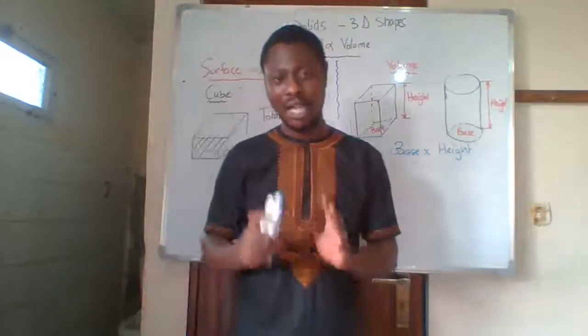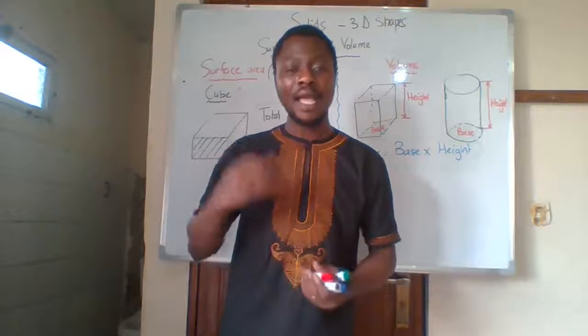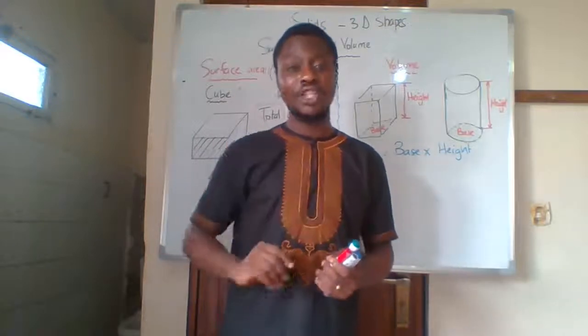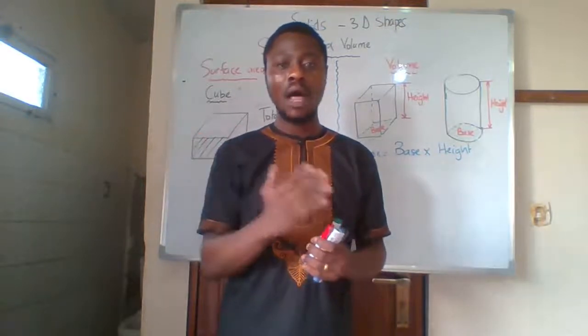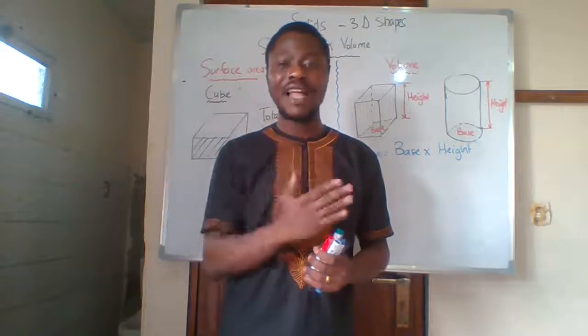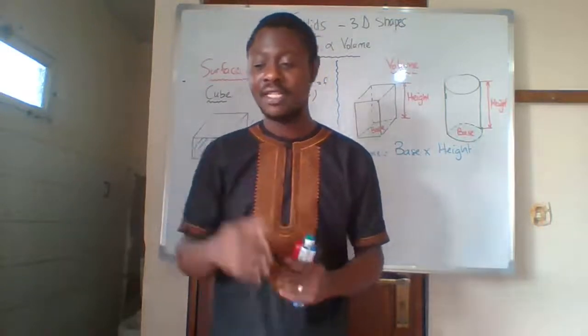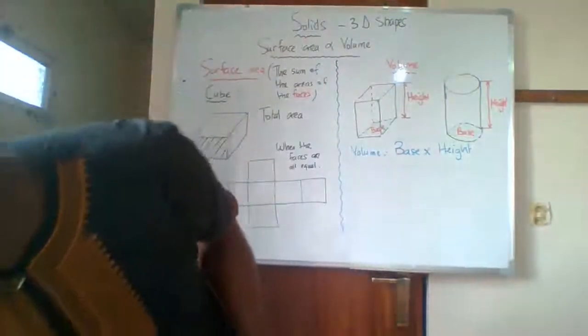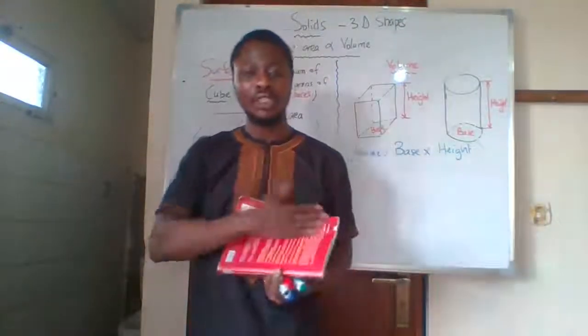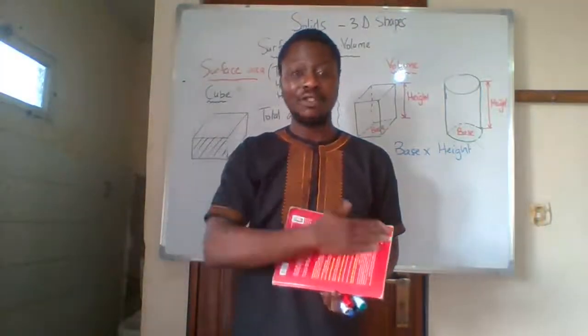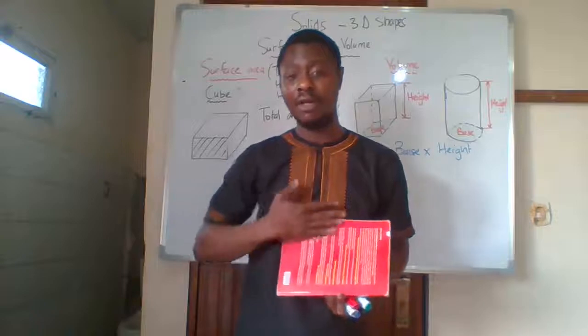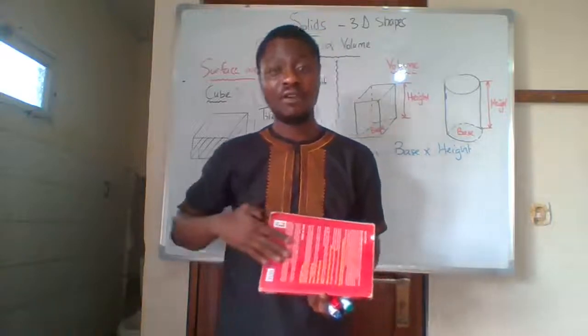So for the surface area, it makes you think about area, and the area of a shape is how big the flat surface of that shape is. I'll give you an example. The area of this book is how big this flat surface is. That's the area of the cover of my book.